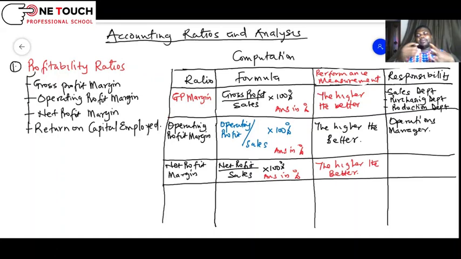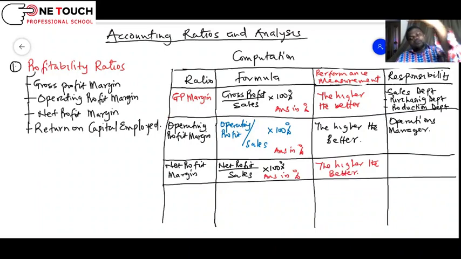We want to measure the performance of the entity in terms of the profit that is available after the payment of tax, the profit that is available for appropriation to owners. That is the net profit margin. Very important.